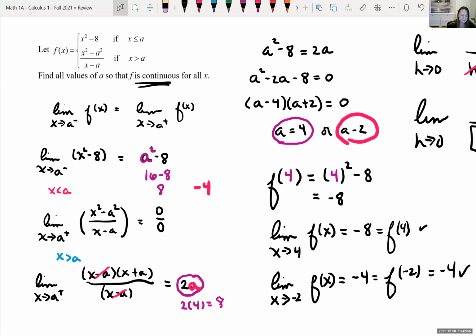F of 4, I said, was -8. I said it was 8 over here. Oops, 8 over there, but I wrote it down wrong. That was +8 right here. This should be +8. Right, because if we square 4, that's 16. 16 minus 8 is +8.